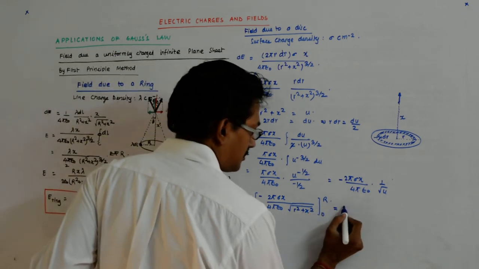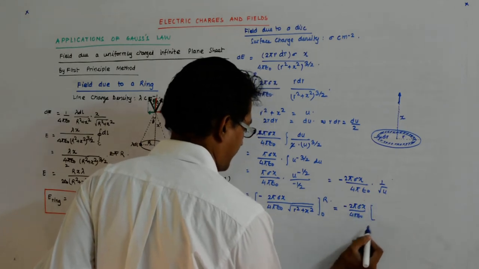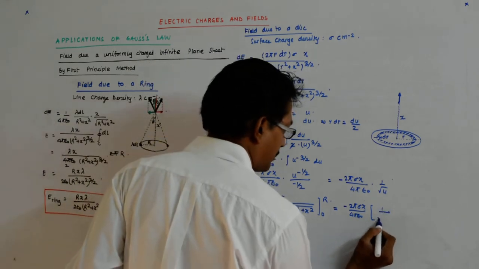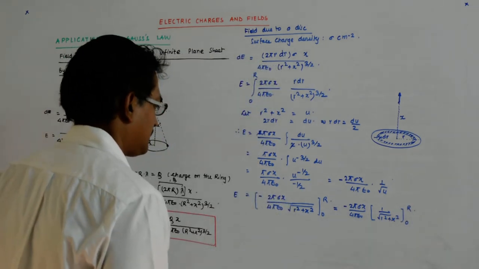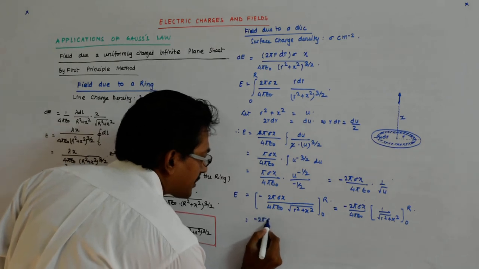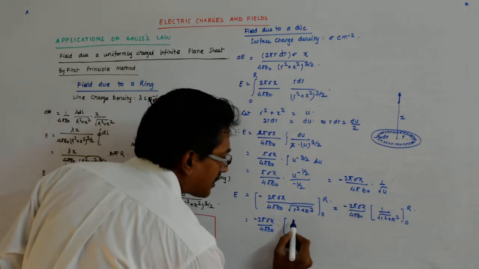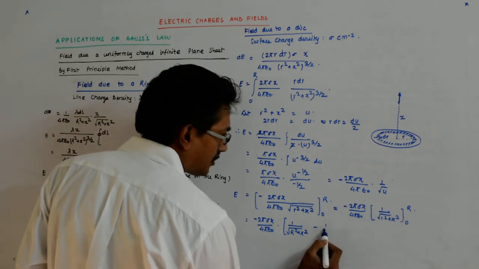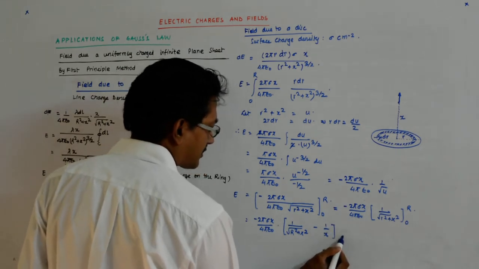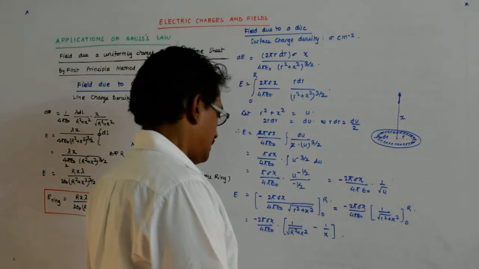This is minus 2 pi sigma x upon 4 pi epsilon naught, 1 by root over r square plus x square, 0 to capital R. So that makes it minus 2 pi sigma x upon 4 pi epsilon naught into, if I put r as capital R, then it is 1 upon root over R square plus x square, minus, when it is 0, 1 upon root over x square, that is x. Correct.